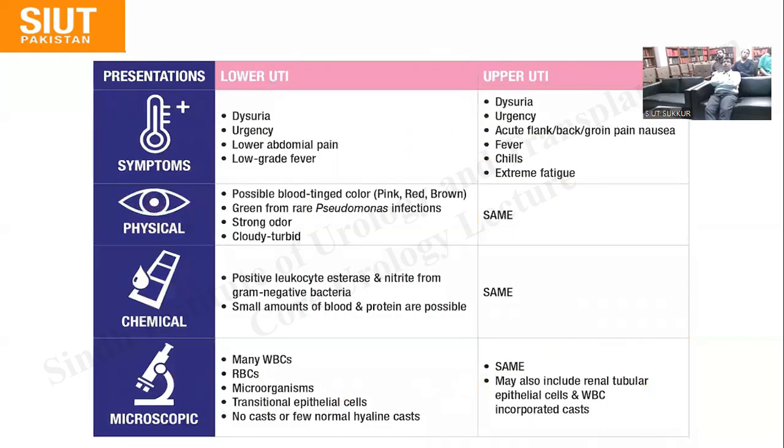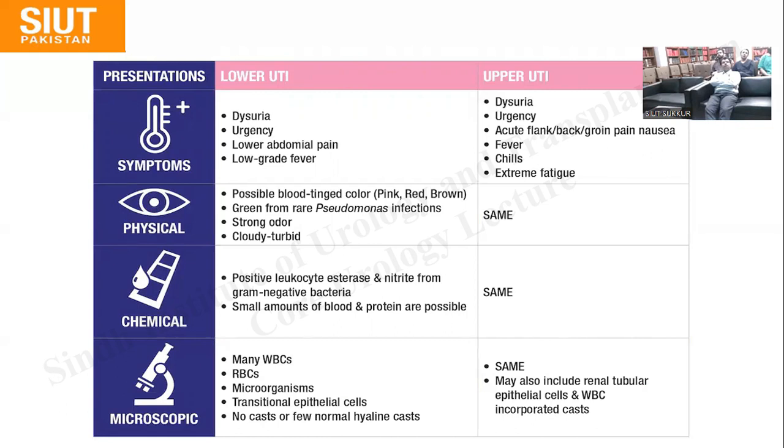Now, the presentation, like I mentioned, differs in lower urinary tract infection and upper urinary tract infection. In lower urinary tract infection, the symptoms range from dysuria, urgency, lower abdominal pain, to low-grade fever. Whereas in upper urinary tract infection, dysuria, urgency, acute flank or back pain can be noticed, along with fevers, chills, and extreme fatigue.